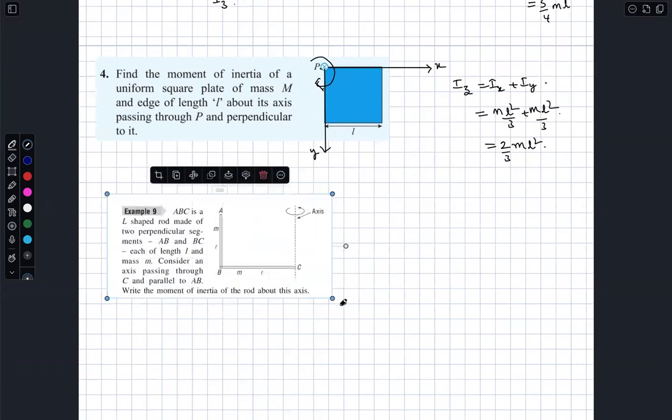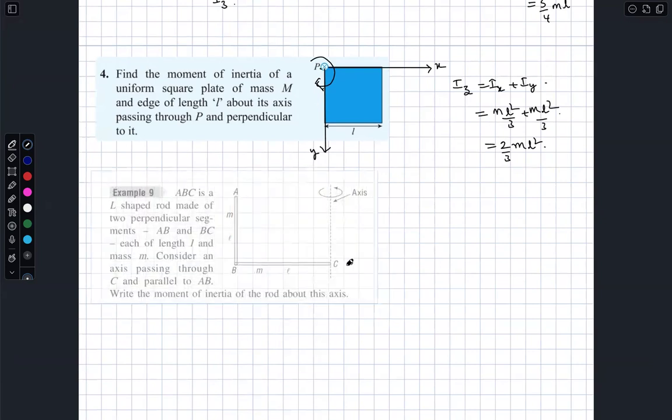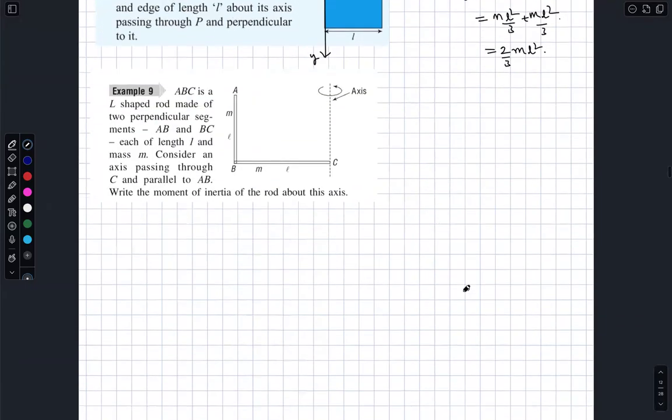Yes. We want to solve this question. ABC is an L-shaped rod, as you can see. What is the moment of inertia of the rod about this axis?